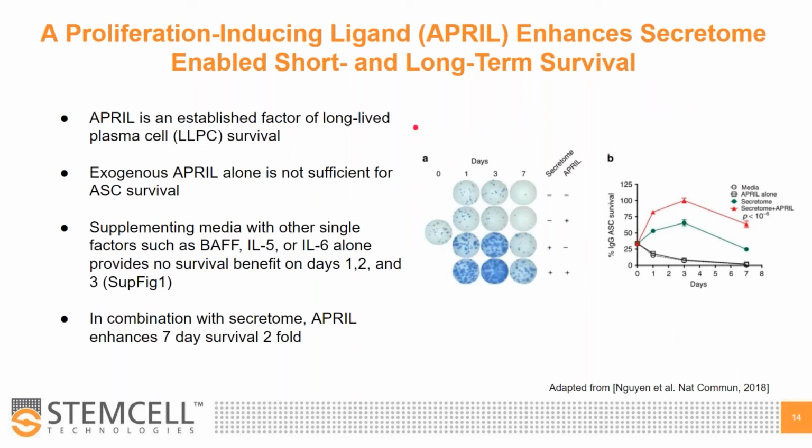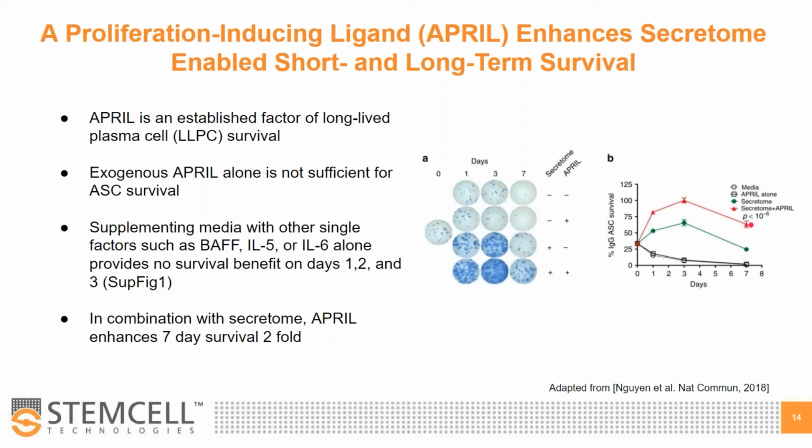Further, they wanted to test APRIL, a proliferation-inducing ligand, which is a factor which is well established in the survival of long-lived plasma cells. They wanted to see if this factor would also have an impact on the survival of antibody-secreting cells. Initially, they noticed that adding APRIL to media alone had no impact on survival. It was still very low. However, when you supplemented the secretome with APRIL, you see that APRIL can enhance 7-day survival about twofold.